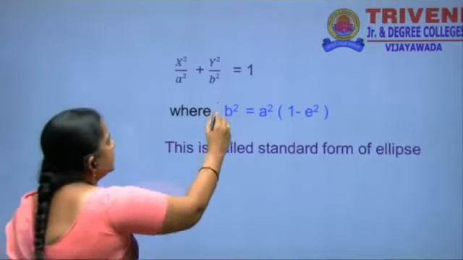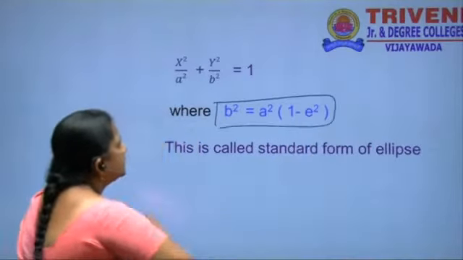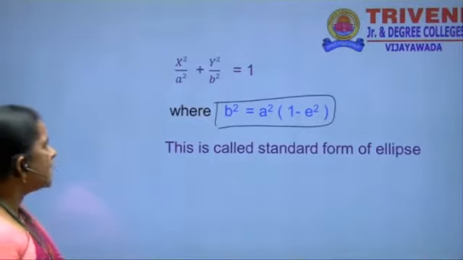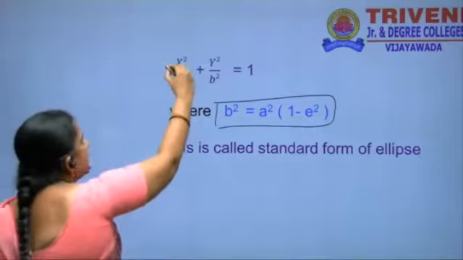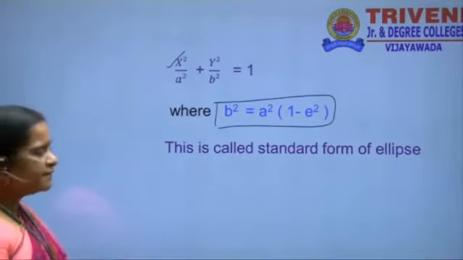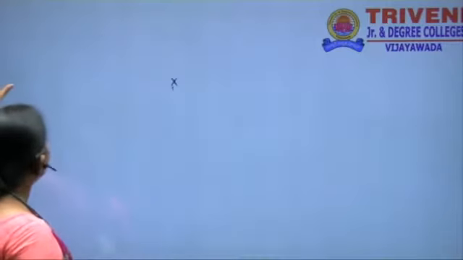Here let the value of b square be equal to a square into 1 minus e square. This is called the standard form of the ellipse. Okay, this is called the standard form of the ellipse.